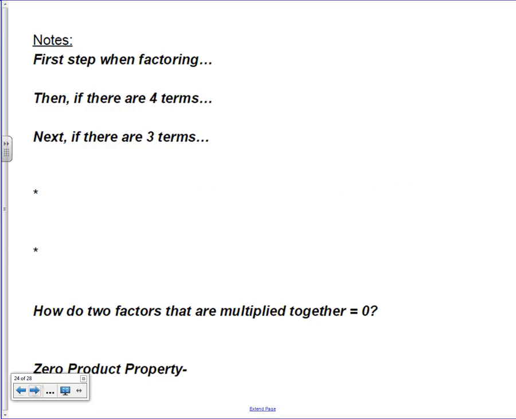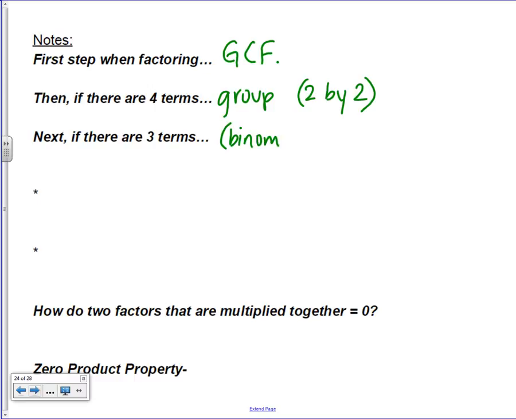Okay, moving on. Just reminders for you about our steps when we are factoring. First and foremost, we always look for a GCF. Remember that GCF has to be able to be taken out of everything. Okay. Then if there are 4 terms, we are going to group them. And you know by now that we're going to group them 2 by 2. If there are 3 terms, you know to make a binomial times a binomial. Now, there's 2 types of problems with the trinomial that have 3 terms.